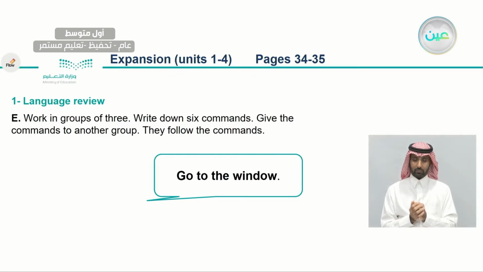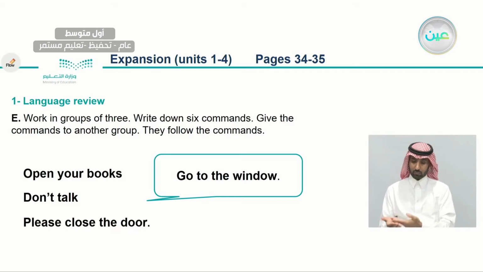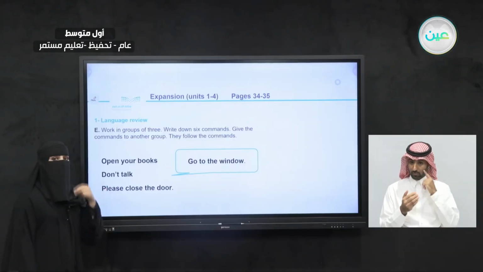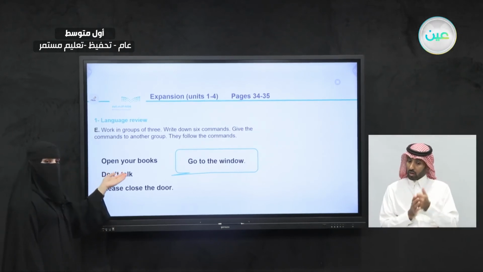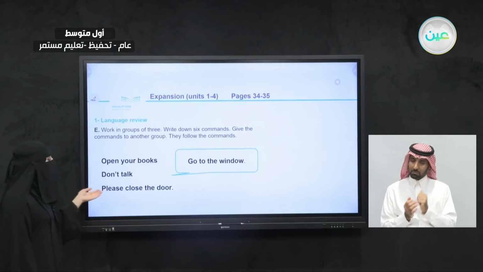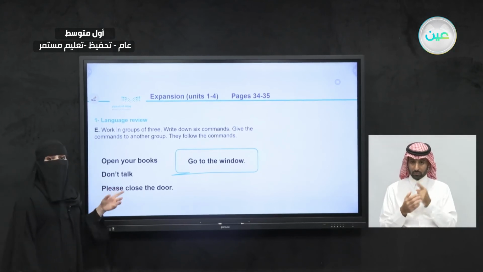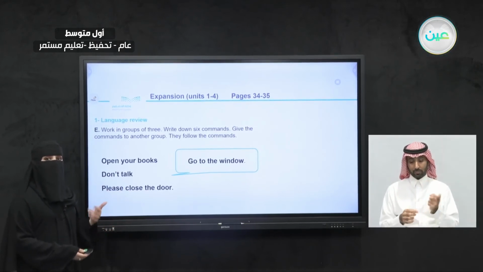Okay. Work in groups of 3. Write down 6 commands. Give the commands to another group. You can say, open your books. Don't talk. Please close the door. And remember, when you give a command, you need to be polite, followed by please. Or can you? Can you please open your books? Can you please, or please do not talk? Please close the door. Okay, practice this with your family members. It's a nice game, and if they get it wrong, you can repeat the same command in English.